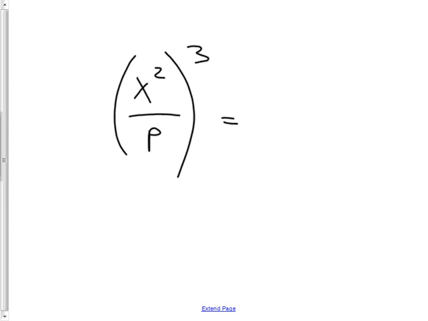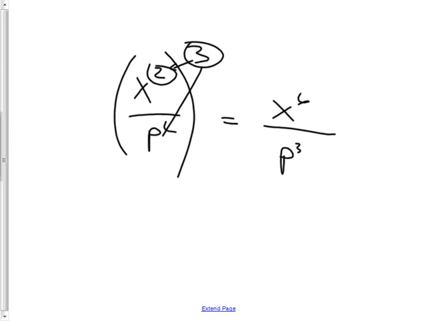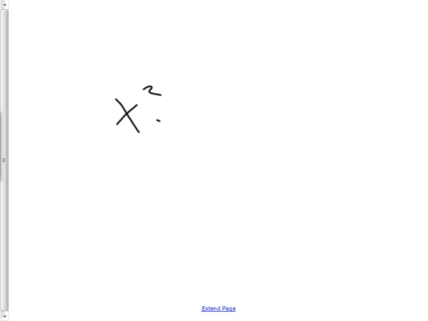What do you think this would be? You are correct. You have to do this to both things. And when you do a power, a lot of kids think it's multiplied, but it's not. All right. Then what if we had this? X squared times 2 to the 5th.